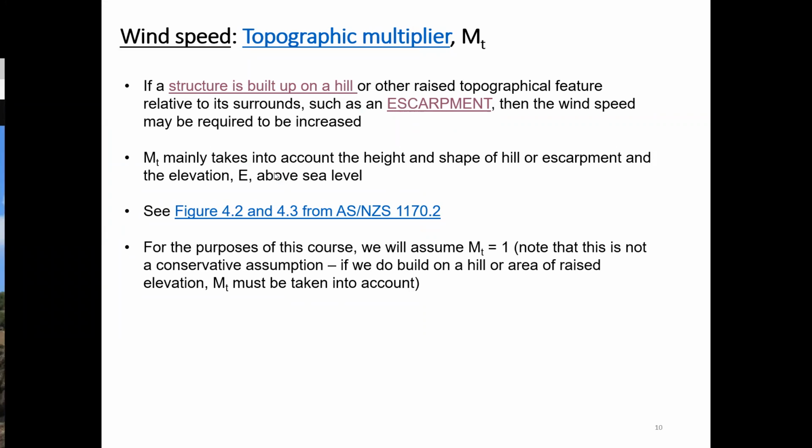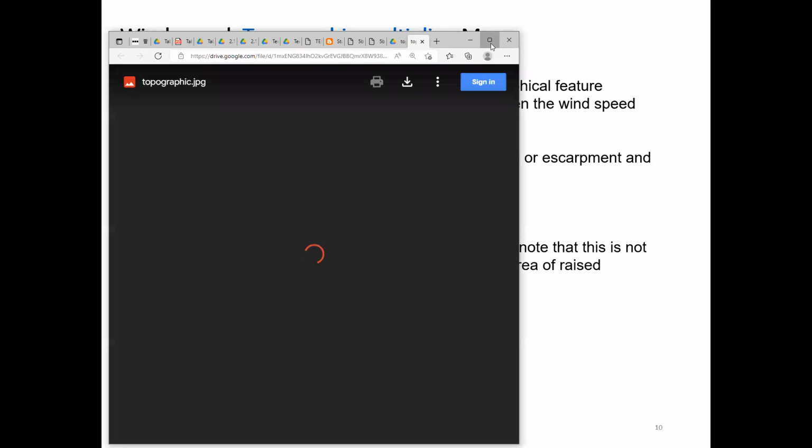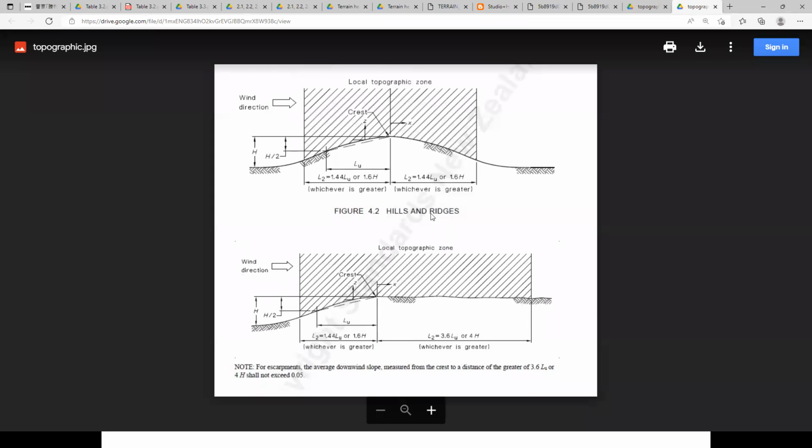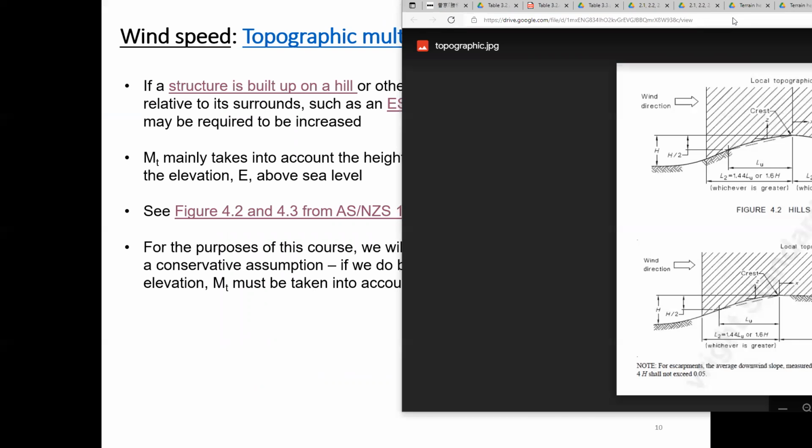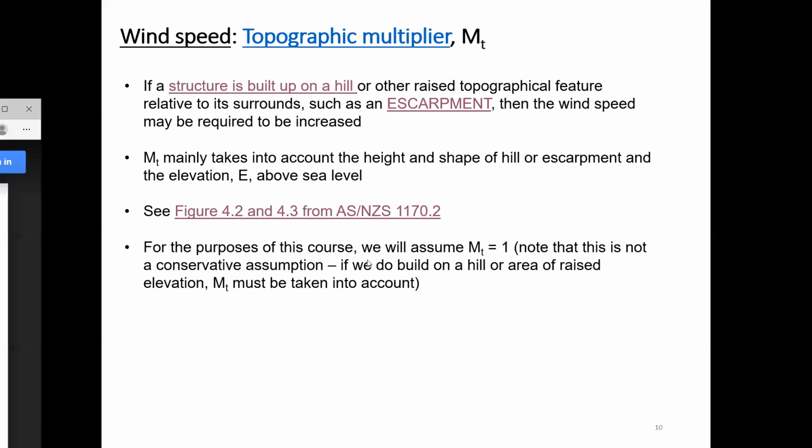Mt mainly takes into account the height and shape of the hill or escarpment and the elevation above sea level. There are various rules to determine Mt, and these are found in the code. We're not going to look at it in any detail. If you go on to continuous structural design, you'll have to know these, but not for this course. For the purposes of this course, we will assume Mt equals 1.